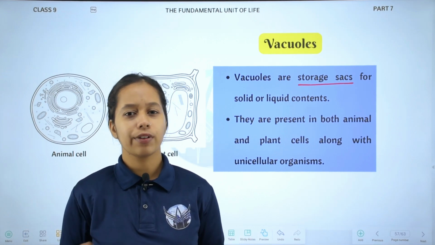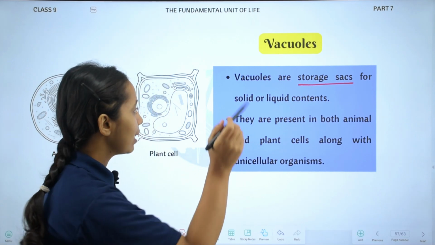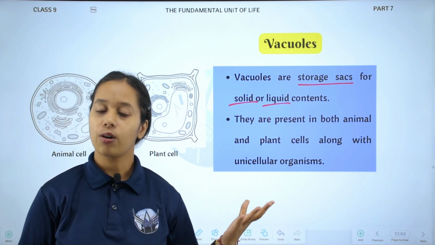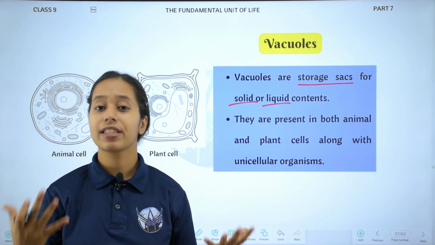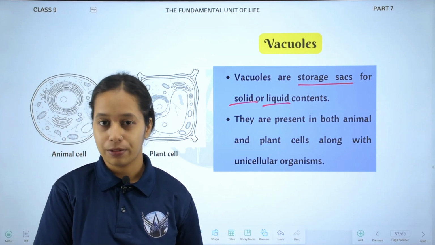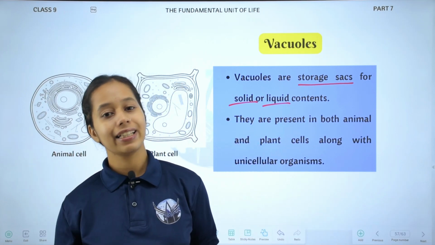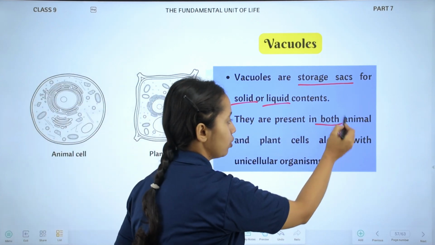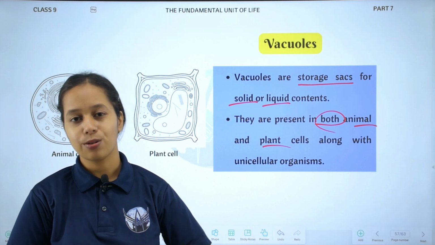But what things are we going to store in vacuoles? Vacuoles are used for storing mainly solid or liquid content. Solids or liquid content, they are all stored in vacuoles, and they are storage sacks. That is, their major function is storage purposes. Now vacuoles are present both in plant cells and in animal cells, along with unicellular organisms.